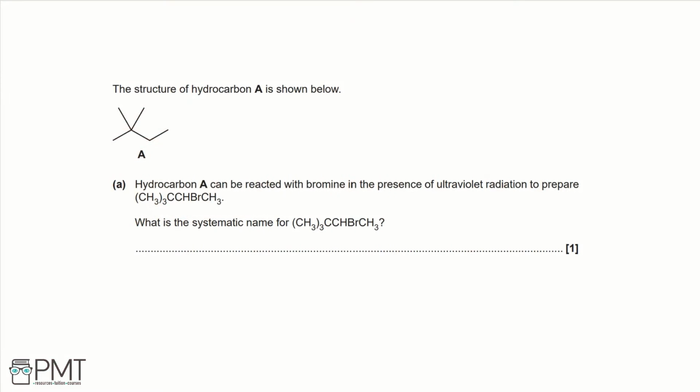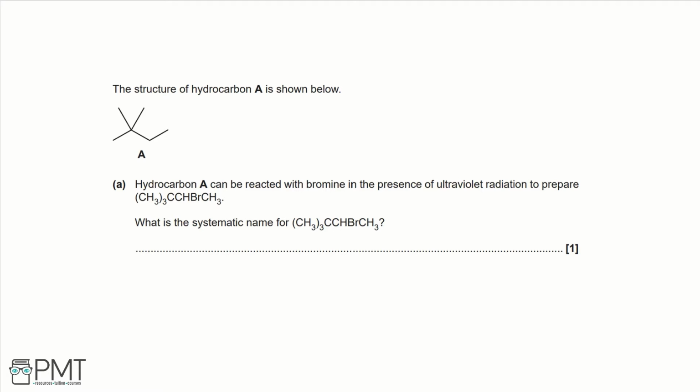The structure of hydrocarbon A is shown below. A. Hydrocarbon A can be reacted with bromine in the presence of ultraviolet radiation to prepare (CH3)3CCHBrCH3. What is the systematic name for (CH3)3CCHBrCH3?